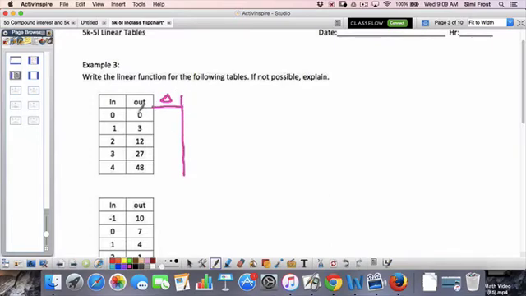So to go from 0 to 3, I'm going to add 3. From 3 to 12, I'm going to add 9. And already I can see that there's not a constant change. From 12 to 27, I'm going to add 15. So it's asking specifically for a linear function. Yeah, there's other functions, but since it's asking for a linear function, it's going to be not possible because it's not linear.